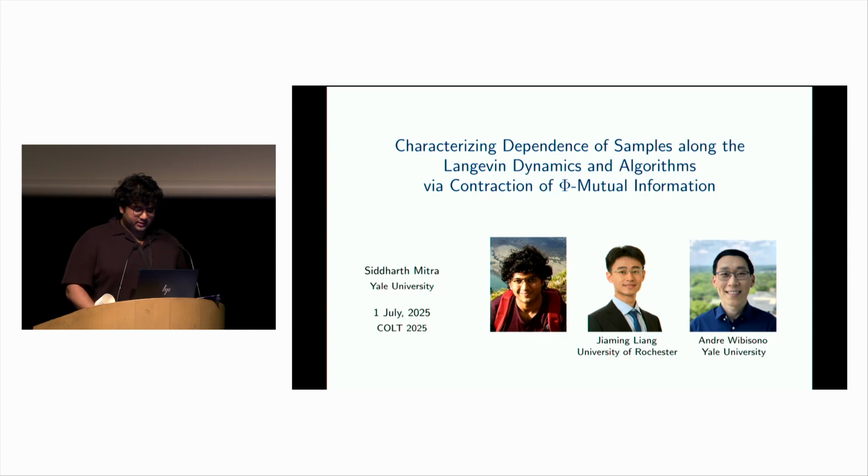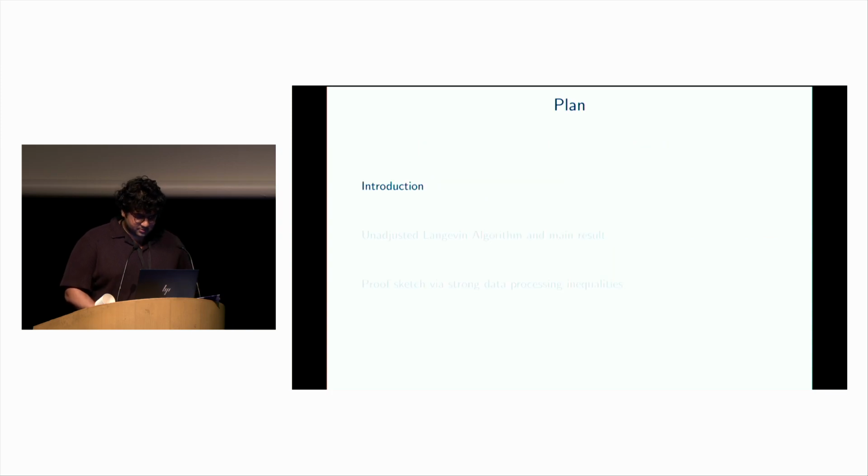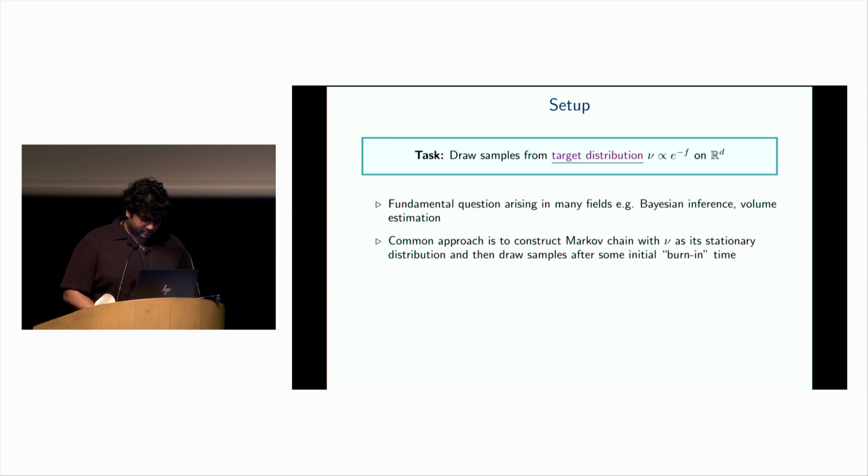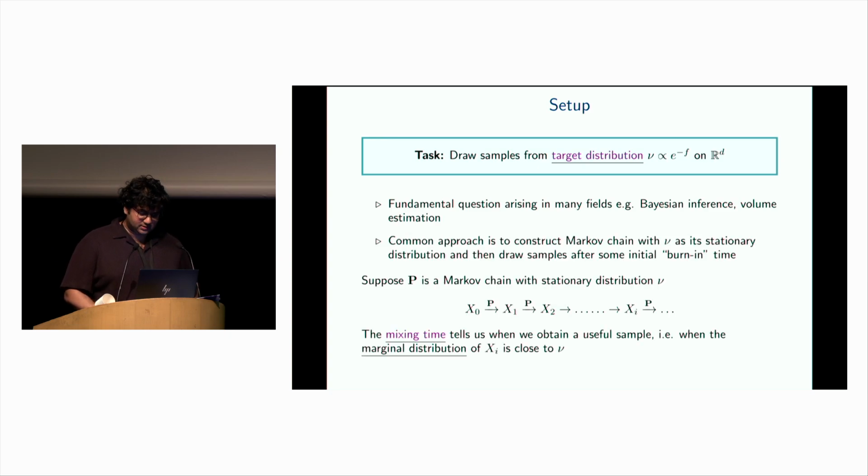Hi everyone, I'm Sid and I'll be talking about this paper, which is joint work with Jiaming Liang and my advisor Andre Wibisono. So let me jump straight in. When we want to draw samples from a target distribution nu, we often construct a Markov chain, and the first question we ask is, what is the mixing time of this Markov chain? Because it tells us how many samples we should discard, or the burn-in time, when we want to use this Markov chain and actually get samples which have the correct law nu.